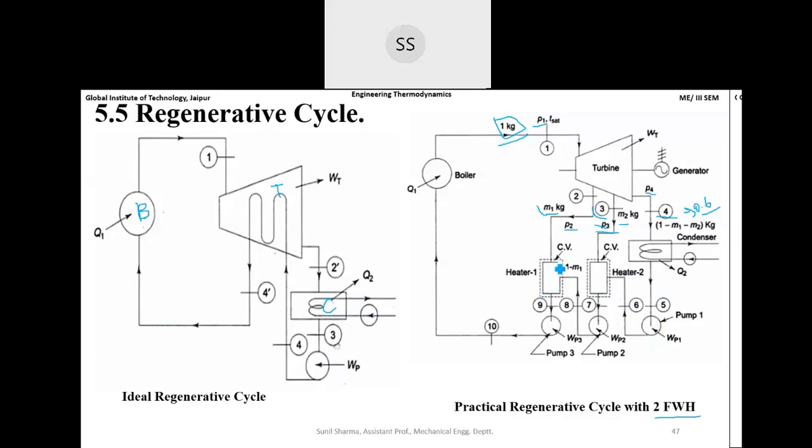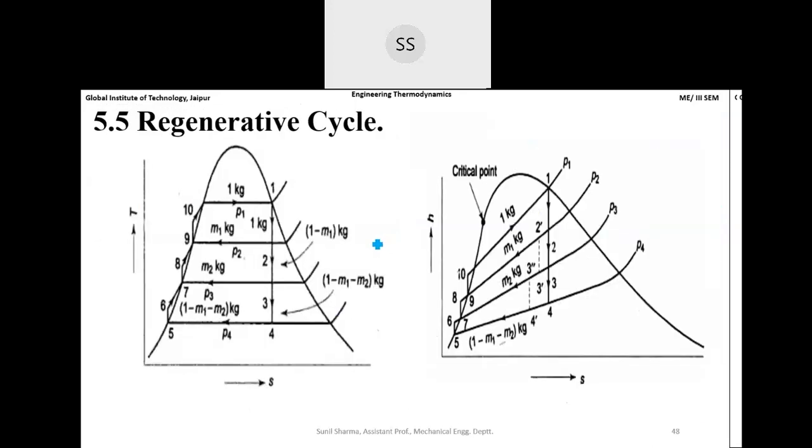Then this very high temperature water is again pumped, at WP3, the pump number 3, to the boiler pressure. So this heated water goes to the boiler and increases the mean temperature of heat addition. So definitely the efficiency of the system increases. All right, so this way we may also see it in the TS and HS diagrams. So see what we are doing.